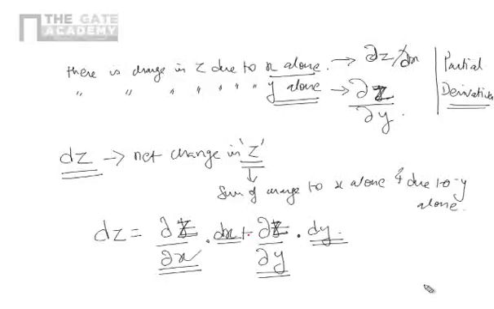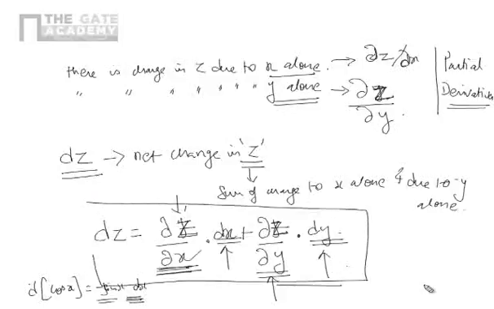What is the differentiation of cos x? Differentiation of cos x, we write it as minus sin x dx, right? This is the change in the function, this is the change in the variable. This is the change in the function due to x alone, and this is the change in the variable. Similarly, this is the change in the function due to y alone, and this is the change in the variable y. This is a very important conclusion, and we will tabulate and keep this result. This is a very important result. Clear?